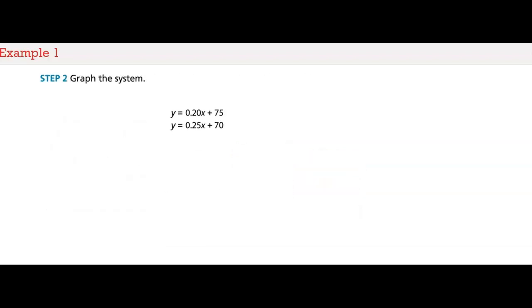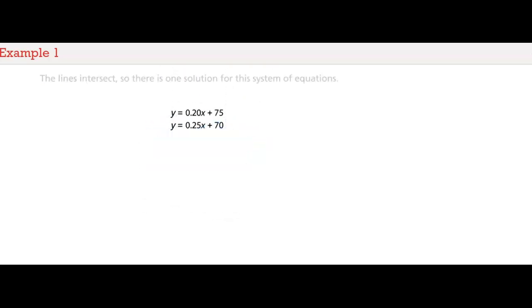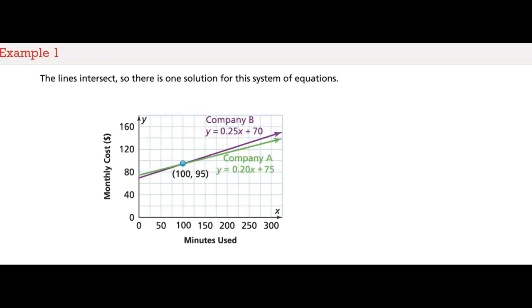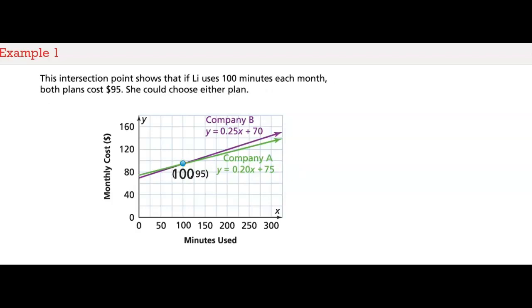Now, we can graph the system of equations. The lines intersect, so there is one solution for this system of equations. What does the intersection point, (100, 95), show about the two cell phone plans? This intersection point shows that if Lee uses 100 minutes each month, both plans cost $95. She could choose either plan.